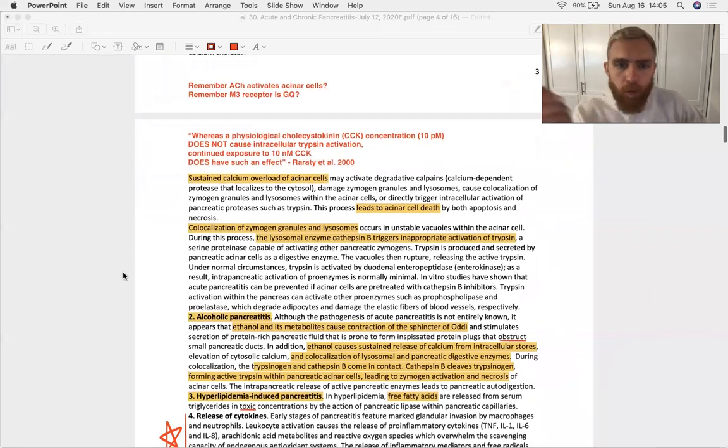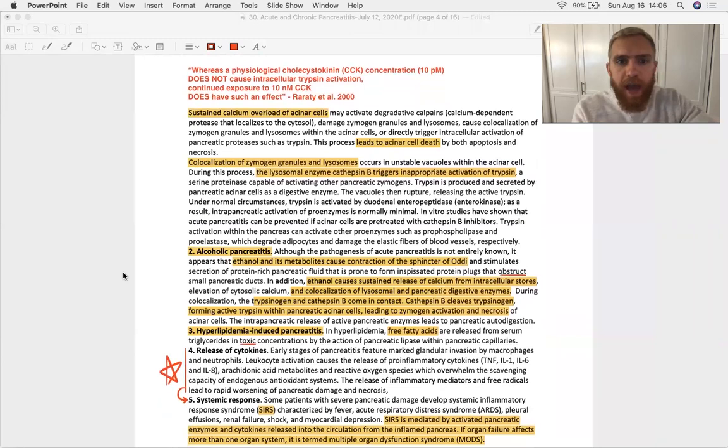And they've proven this. I read a study from 2000 that said if you hit an acinar cell with a supraphysiologic dose of cholecystokinin, that's going to increase intracellular trypsin activation. And recall that trypsin activation, that's your protease, that's the hub of pancreatitis as a pathology. You can't have pancreatitis unless you have that increased proteolytic activity.